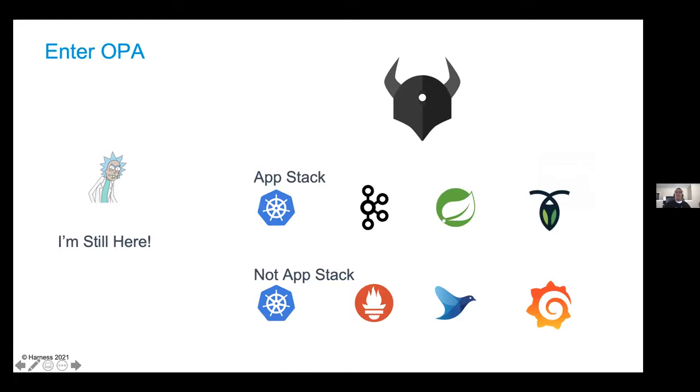So enter OPA. Regardless of whether it's our Kafka queue, our Prometheus stack, the application stack, or even the database stack, Rohan's still here, right? He didn't go anywhere. Same Rohan. But that's basically it. OPA acts as a policy agent, and it focuses on the authorization piece, right? Like, what are you authorized to see?